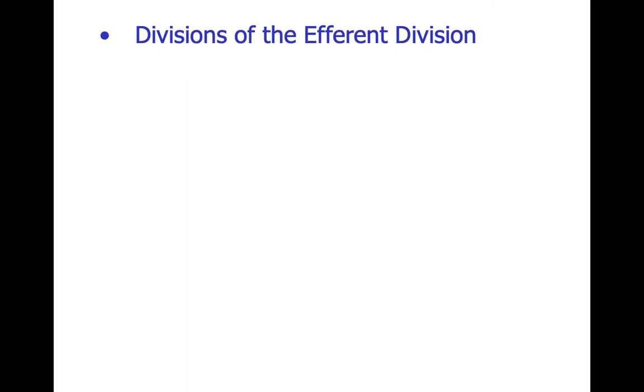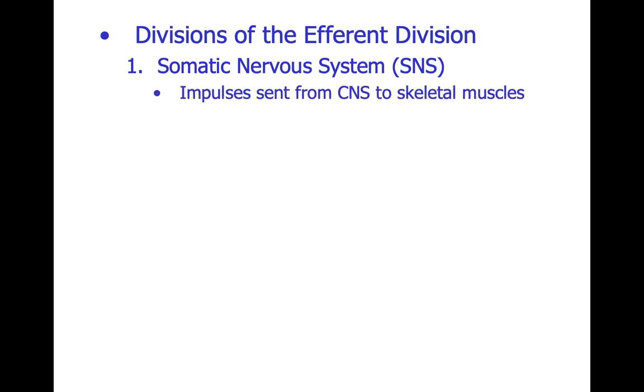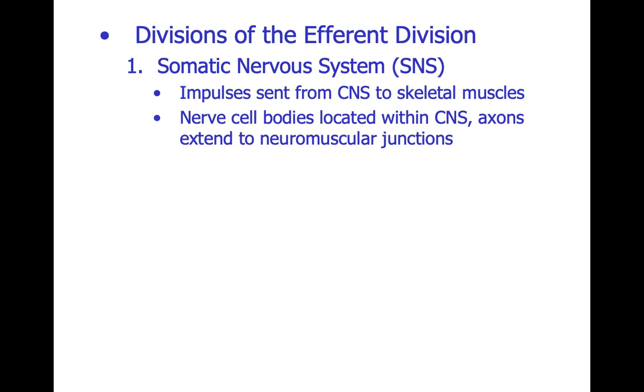Okay, now when we look at our efferent division or our motor division, we have two broad categories. First is the somatic nervous system or the SNS. This is very straightforward. The somatic nervous system deals with one thing and one thing only, and that is impulses sent from the central nervous system to skeletal muscle. Not any other kind of muscle, not any other kind of gland, the skeletal muscle. The nerve cell bodies are located within the central nervous system. The axons, which we'll talk about, extend to the neuromuscular junction.